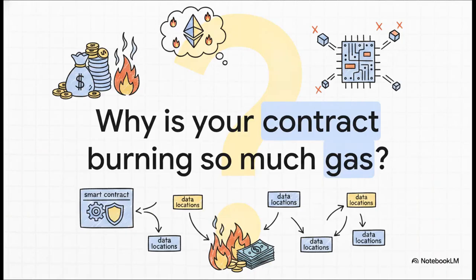So why exactly is your smart contract burning so much gas? Well, more often than not, it comes down to poor data location management. If you toss a variable in the wrong place, you're basically just setting your ETH on fire.